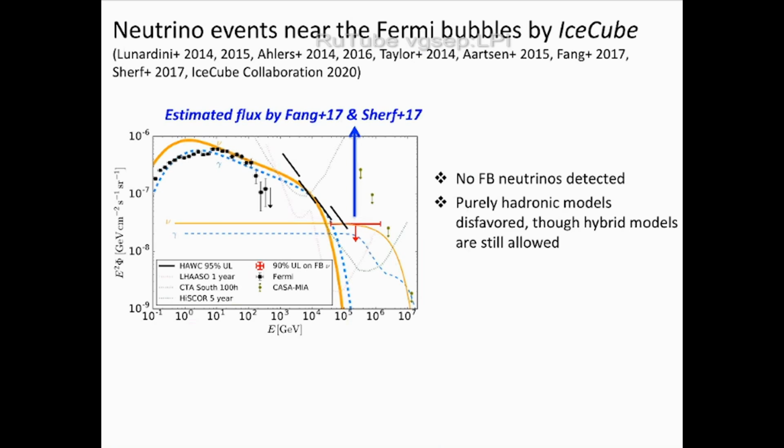And by considering multi-messenger observations, we also have some constraints coming from IceCube neutrinos. So here I'm showing you one example of the plot from Fang et al. 2007, and also consistent with Scherf et al. 2017, which shows that the estimated neutrino flux, which is shown in the red bar here, is consistent with the HAWC upper limit. And they've also shown that there's no significant contribution from the Fermi bubbles to the IceCube neutrino flux. And so their conclusion is also that purely hadronic models are disfavored, though hybrid models are still allowed.